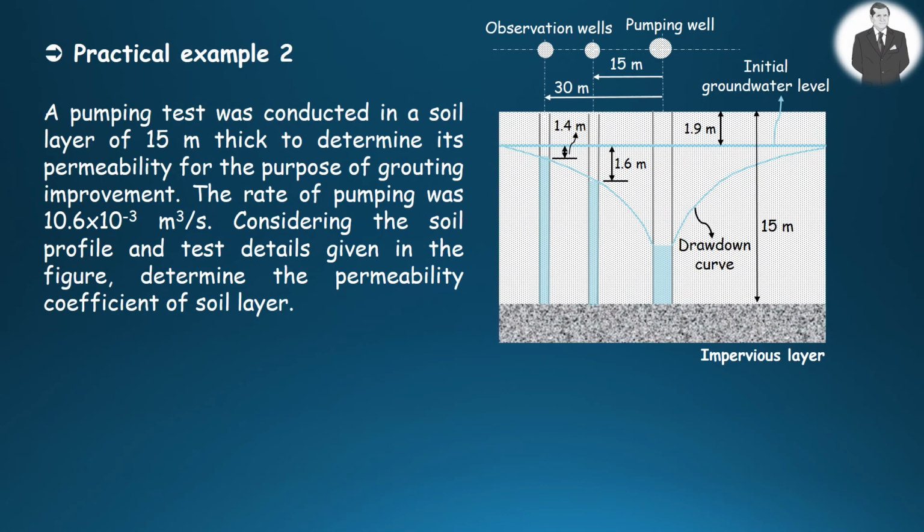Practical example 2. A pumping test was carried out in a soil layer of 50 meters thick to determine its hydraulic conductivity for the aim of grouting improvement. The rate of pumping was 10.6 times 10 to the minus third power cubic meter per second. Now, regarding the soil profile and test details given in the figure, determine the permeability coefficient of the soil layer.